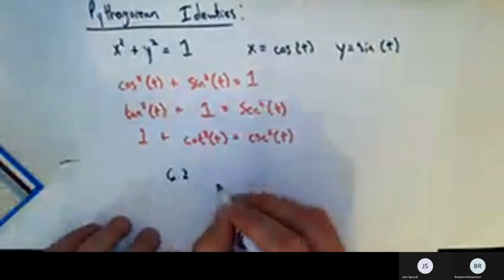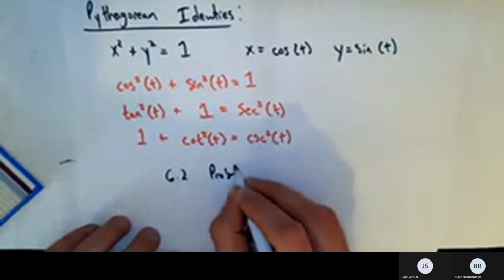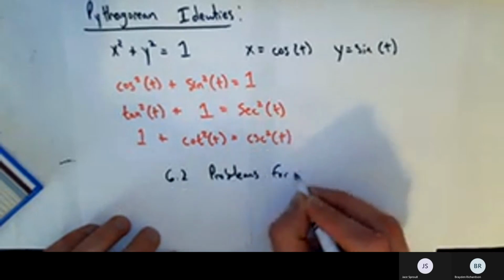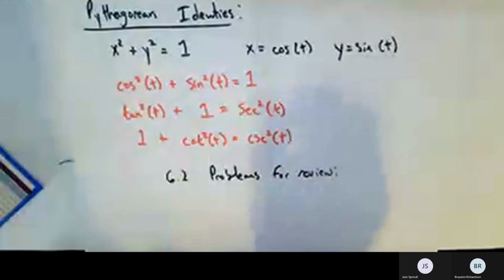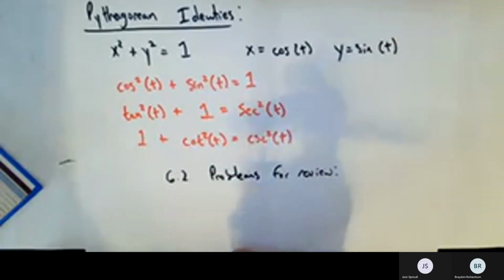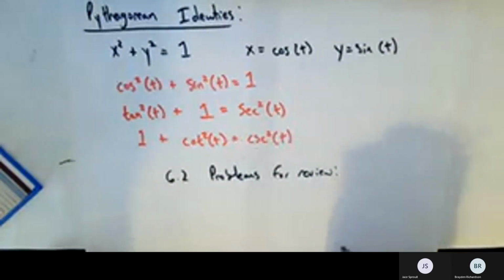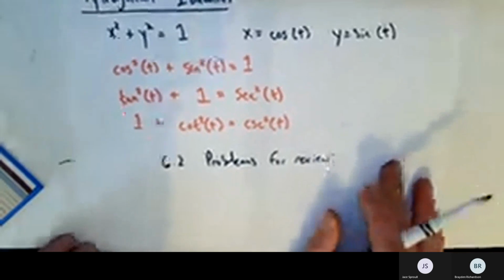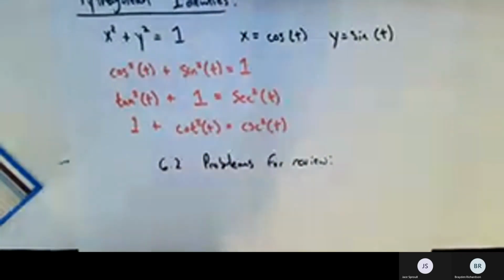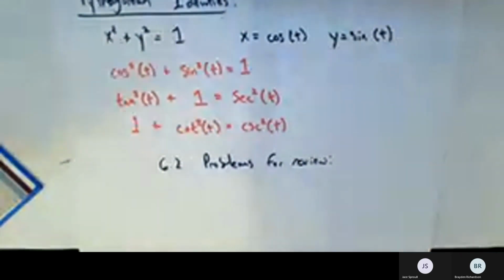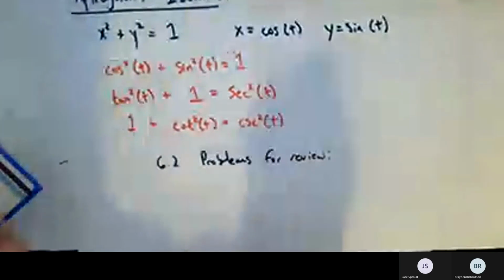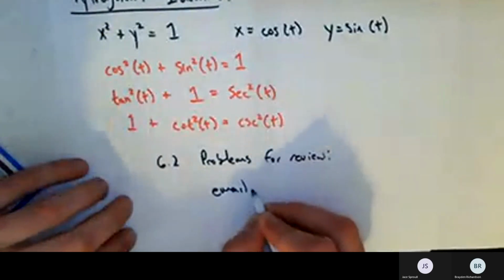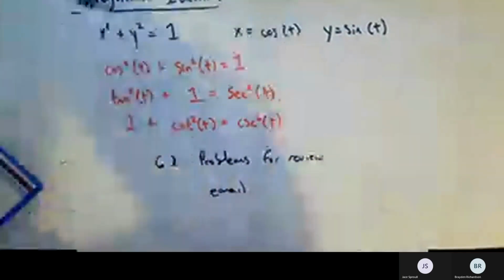6.2. Some problems to mark for review. I will send these to you later because I want to go look at the exam again before I pick the problems. So these will be coming via email. All right, that's it for 6.2.